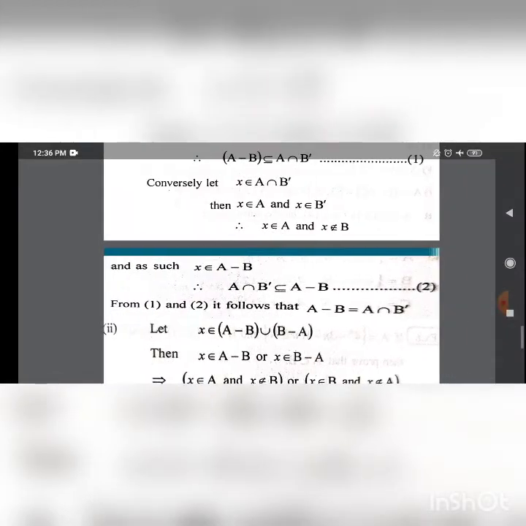Okay. See next, x belongs to A and x belongs to B complement means what? x does not belong to B. Okay. So what do we get here? By definition of complement, x belongs to set A minus B. So what do we get here? Right hand side is subset of left hand side. This is equation number 2. So from equation 1 and 2 it follows that A minus B equals A intersection B complement. Okay.